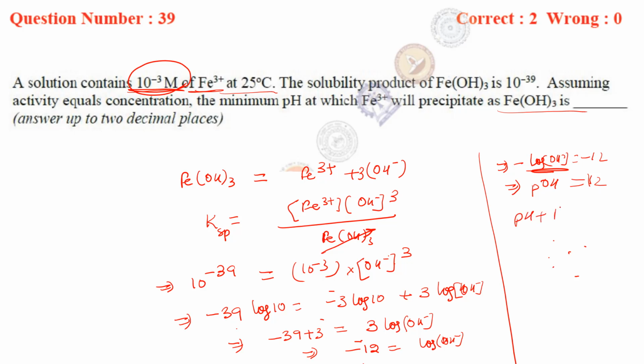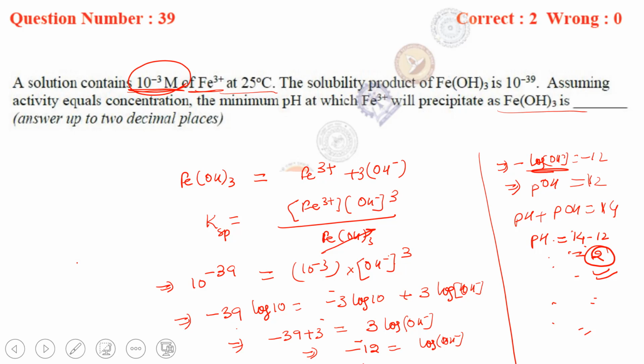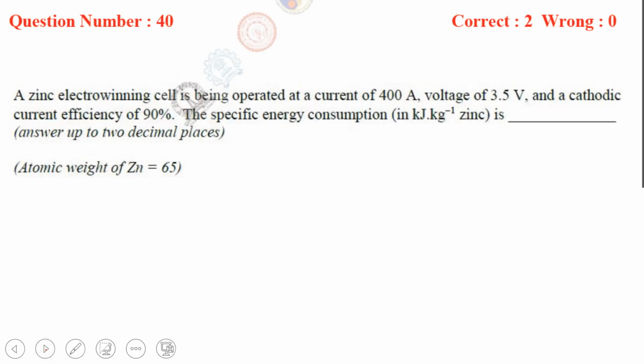So we know pH plus pOH equals 14. So what will be pH? pH equals 14 minus 12, that is 2. So this will be your answer, because this was a very simple question. Now let us move to the next question.